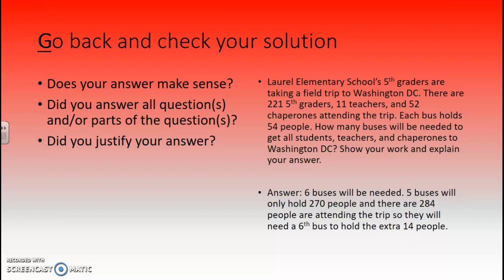If you just answered 6 buses, then you wouldn't have justified your answer. So you have to make sure you're explaining your answer and where your answer came from. And make sure you answer all parts of the questions if there's more than one question. And make sure your answer makes sense. If the question's asking how many buses will be needed, and you say 5 remainder 14, that's not giving a number of buses.